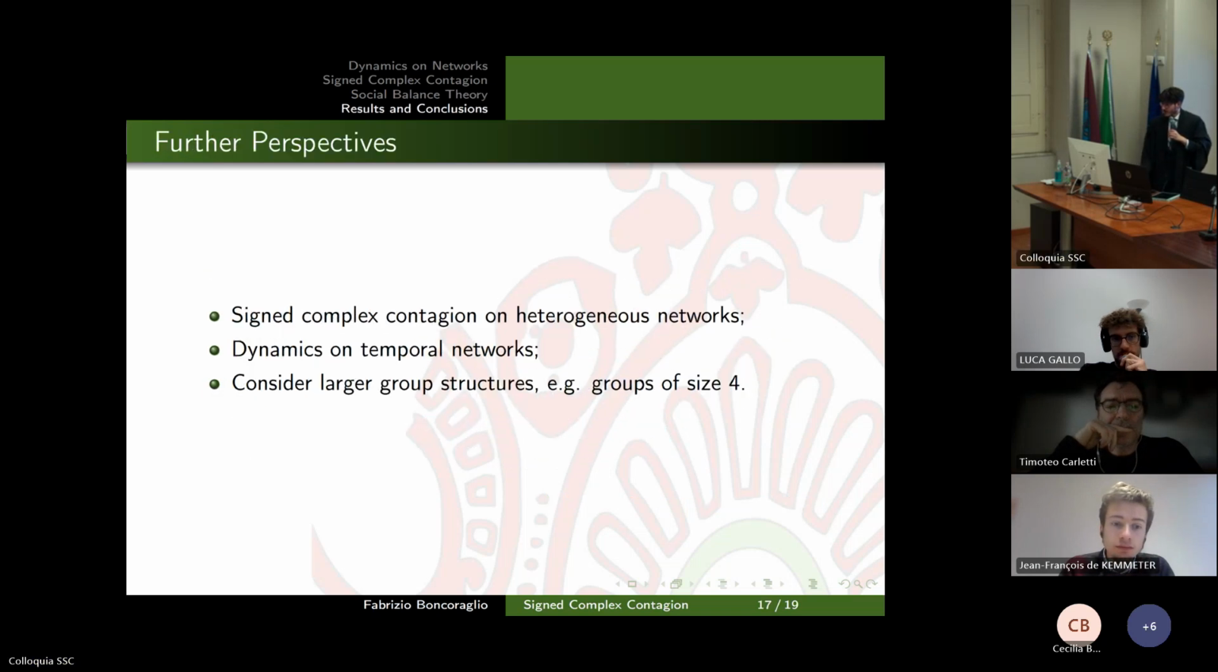Further perspectives of this work are that we can use less strict approximations for the analytical work. Rather than a homogeneous network, we could use a heterogeneous network and heterogeneous mean field. We could use temporal networks or consider larger group structures, as I said before, for example, groups of size 4.